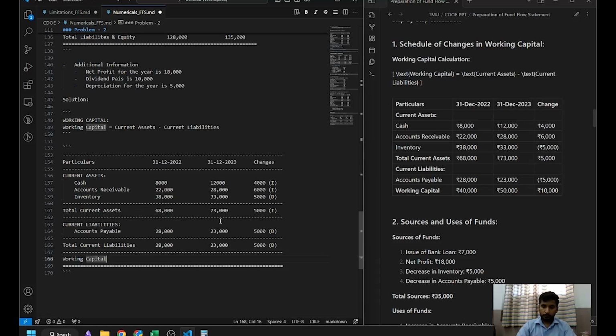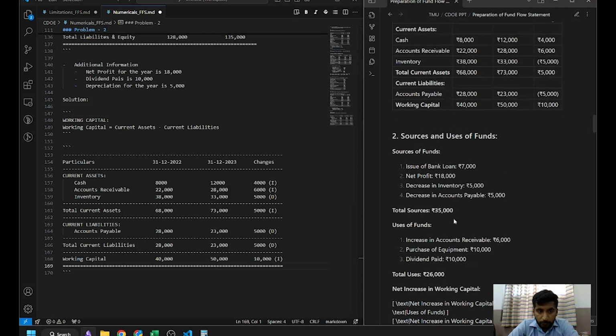Hence, my working capital, that is the total of the current assets minus total of the current liabilities. 68,000 is my total current assets and 28,000 is my total current liabilities. And 68,000 minus 28,000 is 40,000. 73,000 minus 23,000 is 50,000. That means the working capital increased by 10,000 for the years. Okay.